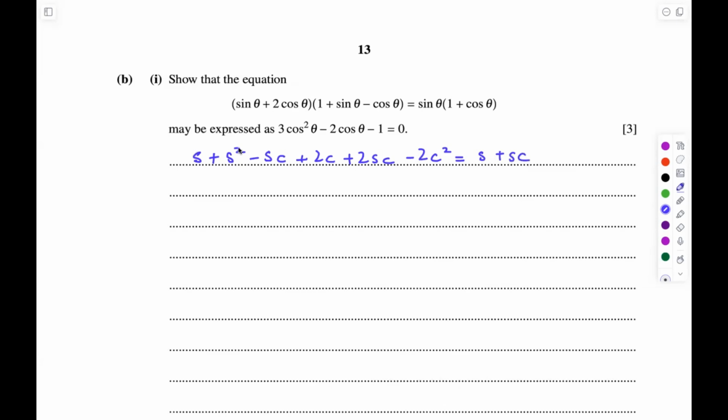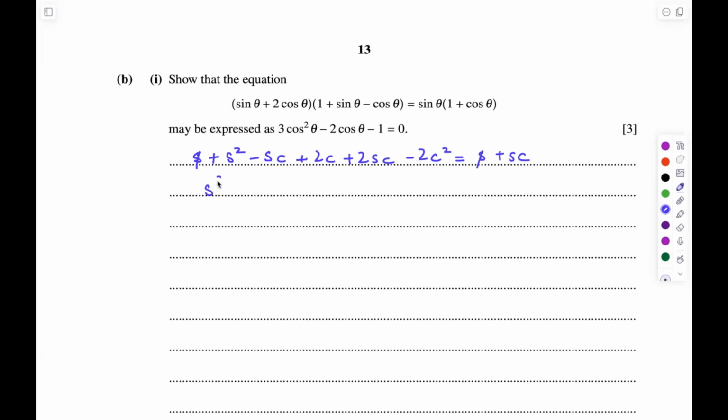Now we have to express this in the form 3 cos squared minus 2 cos minus 1 equals to 0. So we'll use the substitution sine squared plus cos squared equals to 1 in place of sine squared. So in the first step, we'll simplify this. So this sine on the left hand side and this sine on the right hand side will cancel out.